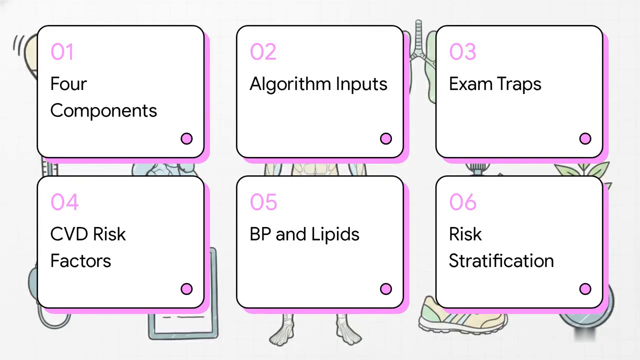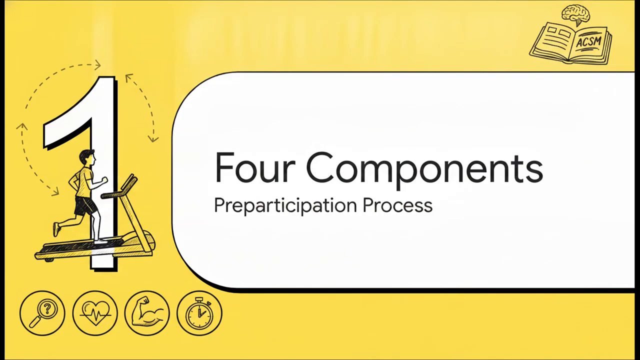Okay, let's dive into this. Here is your ultimate cognitive roadmap for this intense study session. We're looking at the 4 evaluation components, the screening algorithm inputs, avoiding those big exam traps, the exact CVD risk factor criteria, blood pressure and lipids, and finally, the AACVPR risk stratification. Let's hit it. All right, Section 1, the 4 evaluation components.